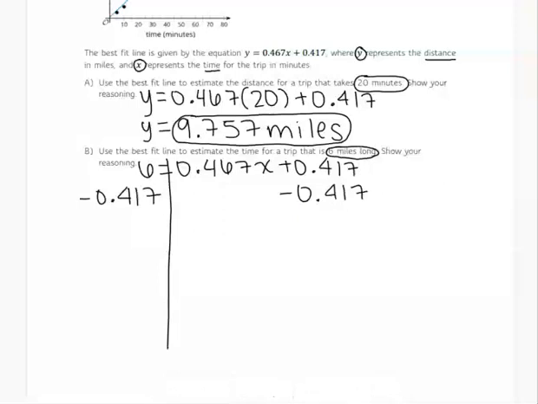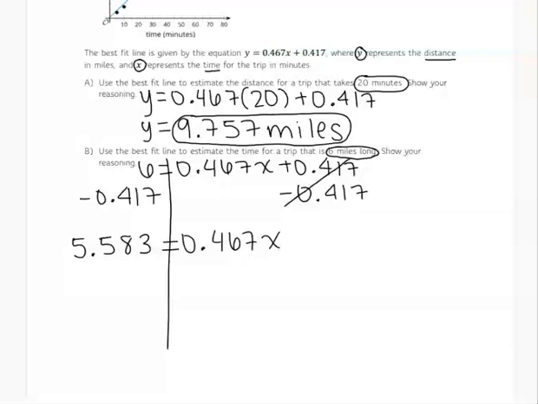On the right side of the equal sign, positive 0.417 and negative 0.417 cancel out. So I'm left with just 0.467x on the right. On the left, 6 minus 0.417, that's something I could put in a calculator, and I get 5.583. So now my equation says 5.583 equals 0.467x.